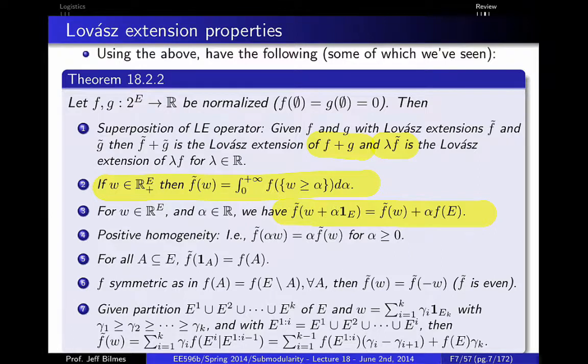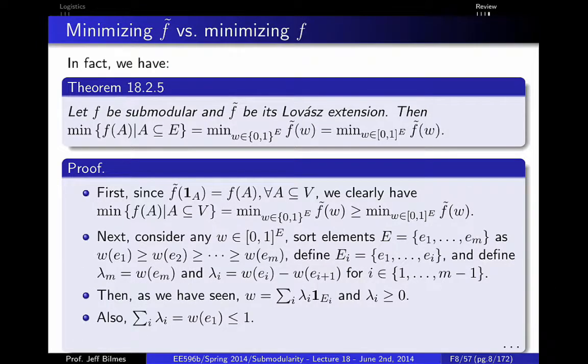There's the positive homogeneity, which is true for alpha greater than 0. For alpha less than 0, it's not true. This property we saw, that it's tight for all points on the vertex. We have symmetry, and then essentially a partitioning property. These are all properties that are useful.